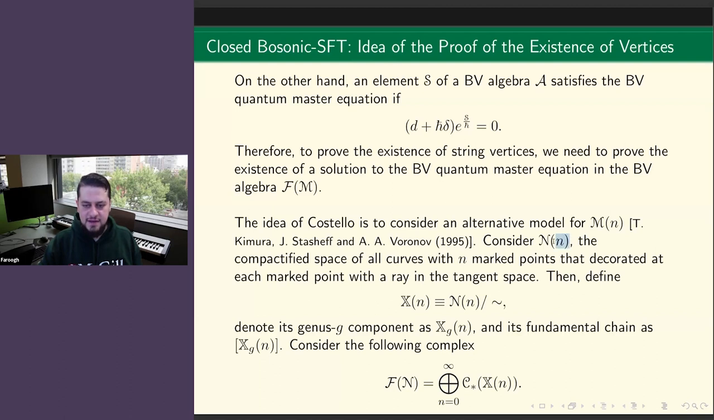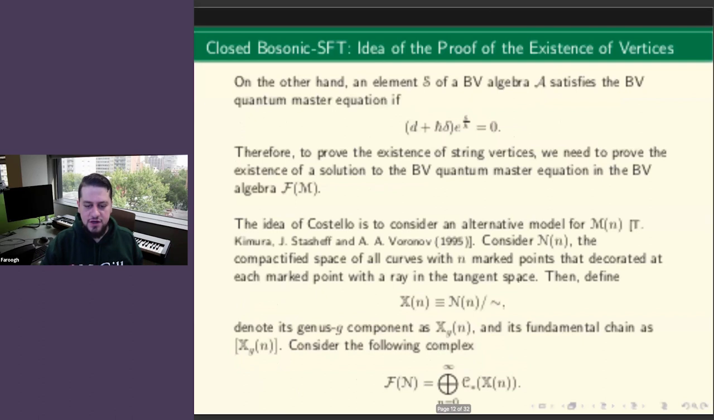And this is the space of compactified curves with n marked points, but with certain additional data, in that each marked point is decorated with a ray in the tangent space, and also each node is decorated with a ray in the product of the tangent spaces on the two sides. Then we define this space, X_n, which is this space modulo certain relations that make the surfaces inside to have unlabeled boundaries. We consider the part that comes from the genus G surfaces, denoted X_GN, and its fundamental top degree chain, which I denote as this square bracket of X_GN. And similar to before, we attach a chain complex to these spaces.